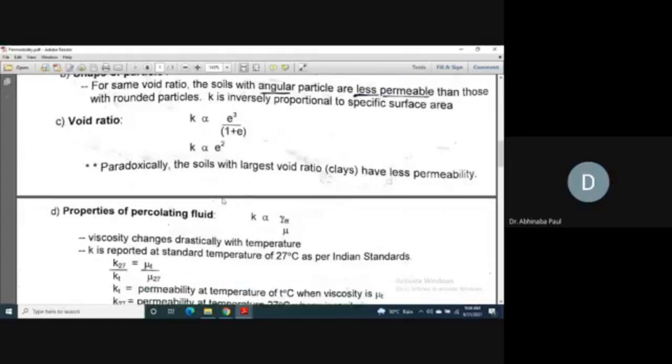Next, for the same void ratio, soils with angular particles are less permeable than those with rounded particles. K is inversely proportional to the specific surface area. So if the particle shape is rounded, the permeability will always be high, unlike angular particles. Next is void ratio. You should remember that permeability is directly proportional to the square of the void ratio.